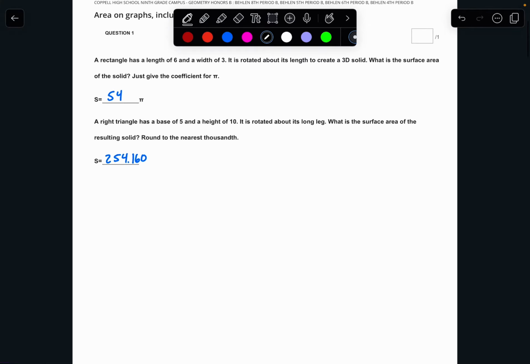So I'm going to go down here. I'm going to draw myself a rectangle. And it says it has a length of 6 and a width of 3. And we're going to rotate it around, or about, its length.